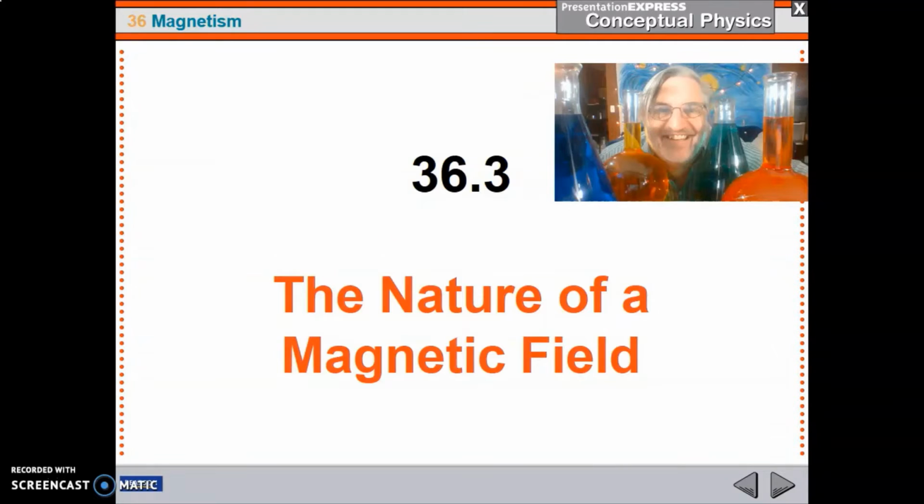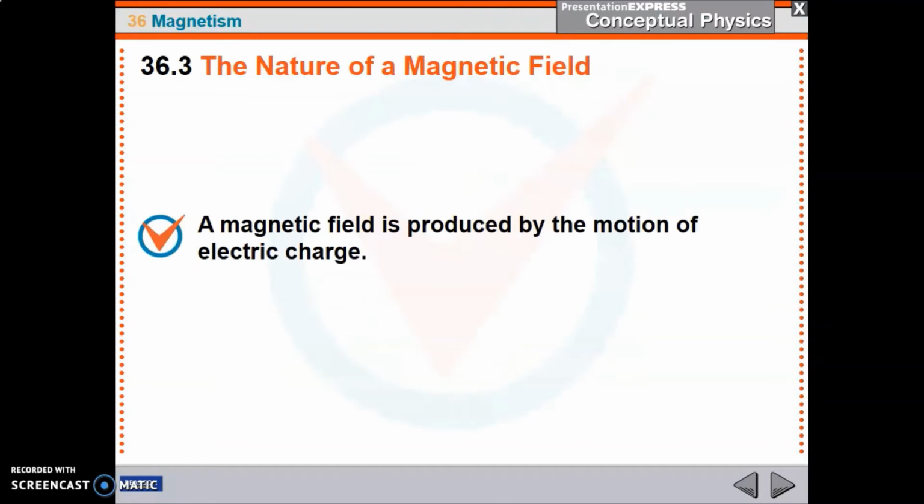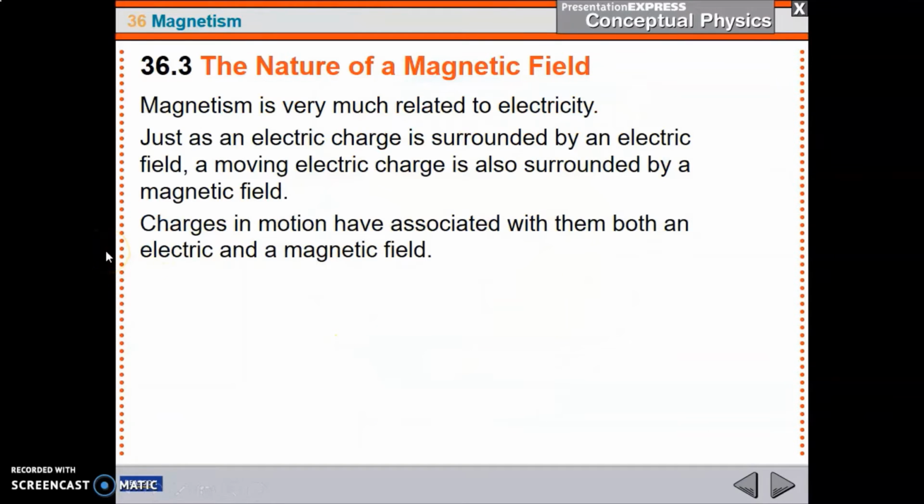36.3. The nature of a magnetic field. A magnetic field is produced by the motion of electric charge. Okay, so now we're getting into the cause of what makes magnetism. Magnetism is very much related to electricity. Just as an electric charge is surrounded by an electric field, a moving electric charge is also surrounded by a magnetic field. And that's important. The electric charge has to be moving.